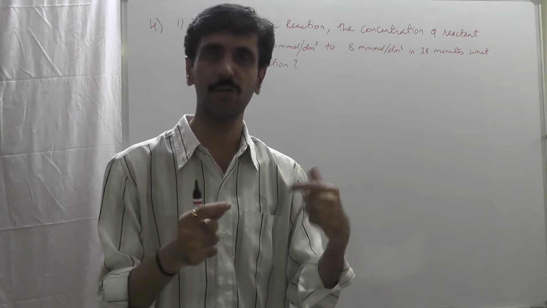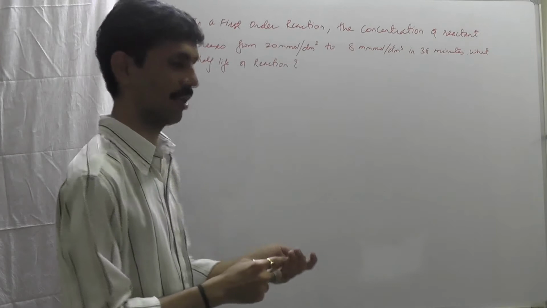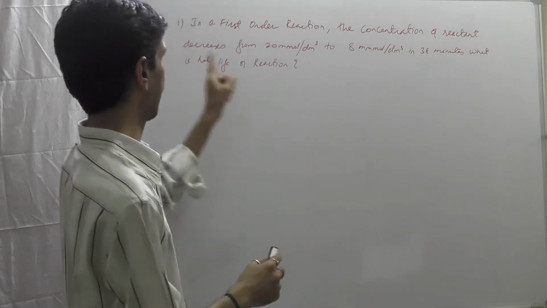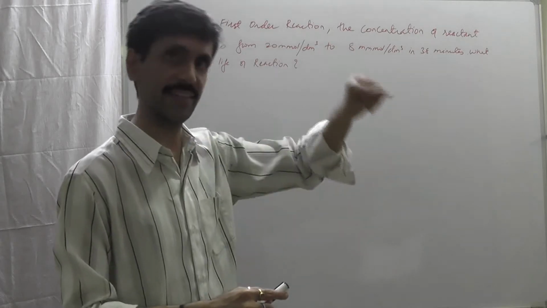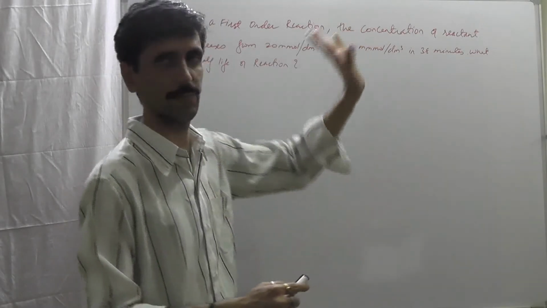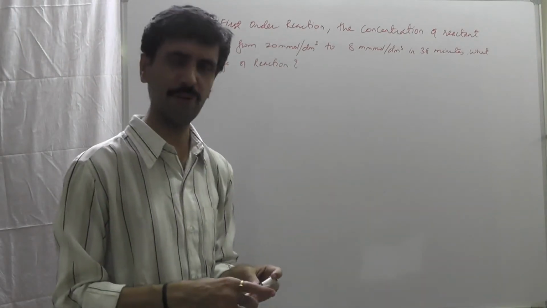Under that we are going to start with the first one, और वो है, in a first order reaction, the concentration of the reactant decreases from 20 millimoles per dm cube to 8 millimoles per dm cube in 38 minutes. Then what is the half-life of the reaction? It's a first order reaction.